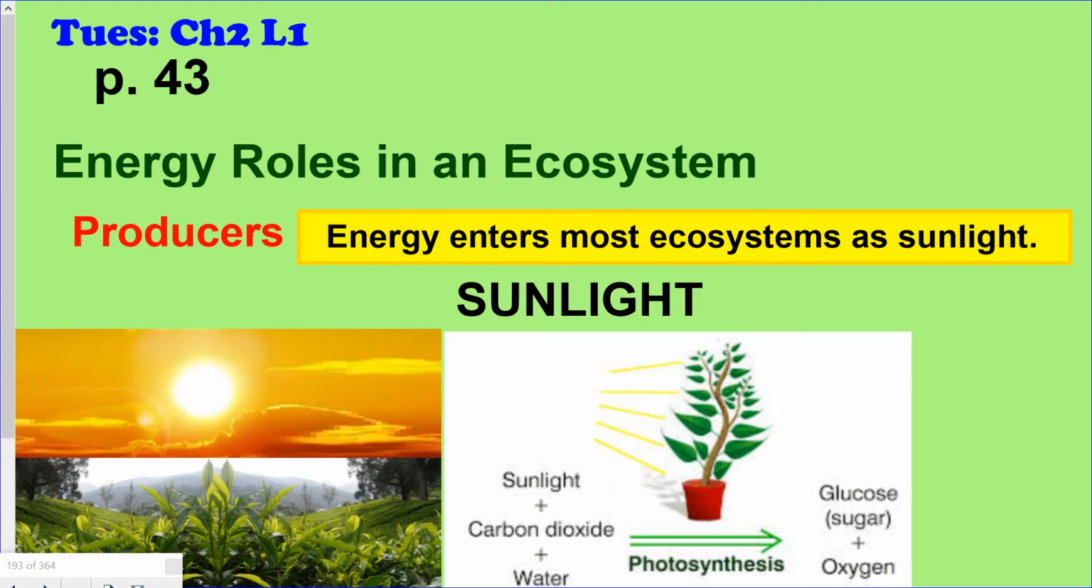So producers use sunlight, they absorb it in through their chloroplast and their leaves. It only happens in the leaves. Then they absorb carbon dioxide at the bottom of their leaves through an area called a stomata. It's basically little tiny holes that suck in and then exhale. So they're breathing in carbon dioxide. Once again, carbon dioxide comes from all animals when we exhale. And then they take in water from their roots and a little bit from their leaves.